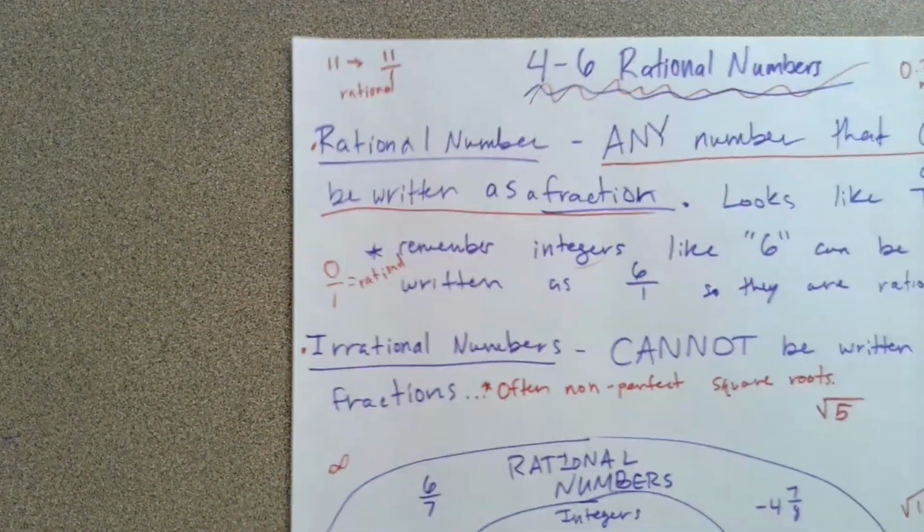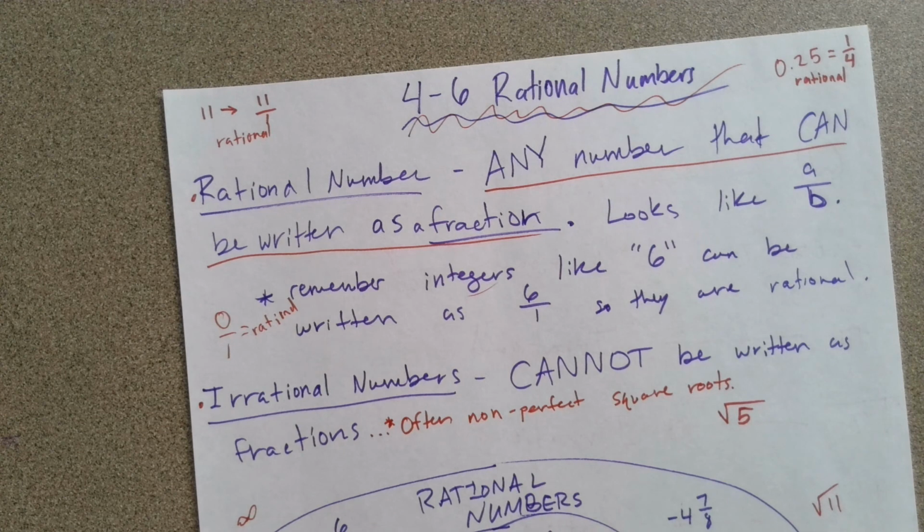All right, so there's your rational, irrational lesson. We'll have a second half of that on a later day. Big things to note for this lesson is that rational numbers can be written as a fraction. Irrational numbers cannot be written as a fraction.